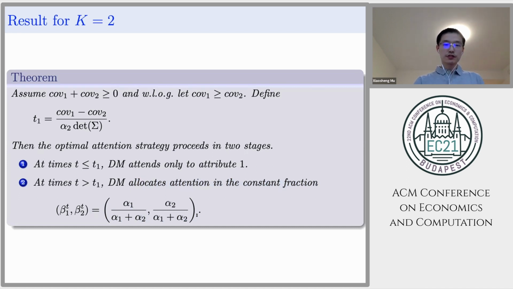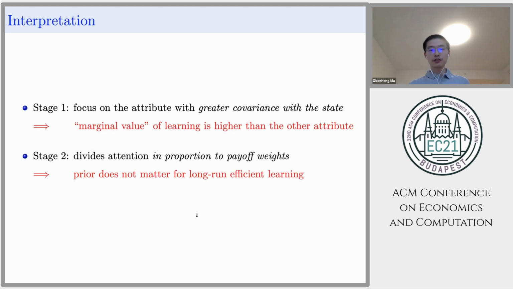So the interpretation of this optimal strategy is that in the first stage, the decision maker should focus on the attribute with greater prior covariance with the state. And the idea is that the marginal value of learning this attribute is initially higher than learning the other attributes. Once sufficient amount of attention has been devoted, however, the marginal values of the two attributes will equalize.